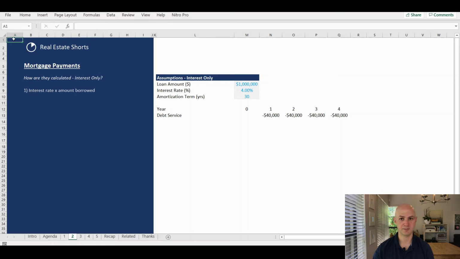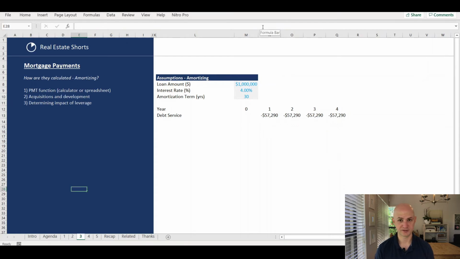So again, in this example, we have a $40,000 annual debt service. How did we get there? It's 4% annual interest rate times the $1 million borrowed. And so if we're looking for monthly debt service, for example, we would divide $40,000 by 12. But I think the key point here is that interest-only loans only pay interest.